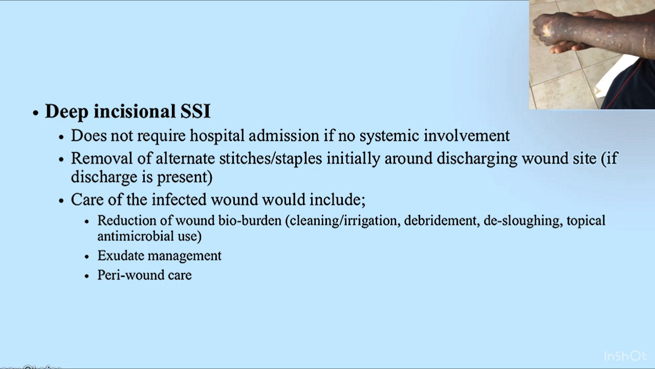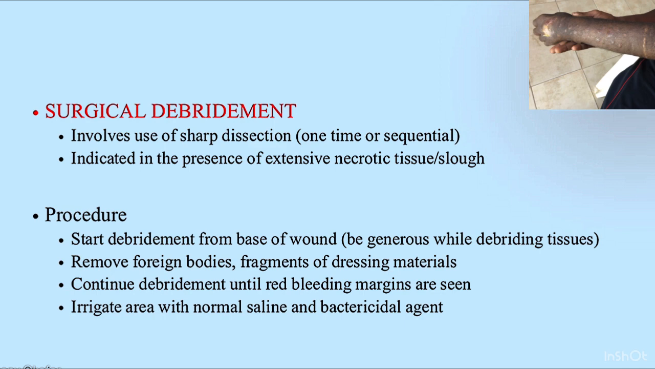Here there's removal of alternate staples or stitches initially around the discharging wound site, and care of the infected wound will be done by copious irrigation or by debridement or desloughing, and then application of topical antimicrobial use. For surgical debridement, it involves the use of sharp dissection. It's indicated in the presence of extensive necrotic tissue.